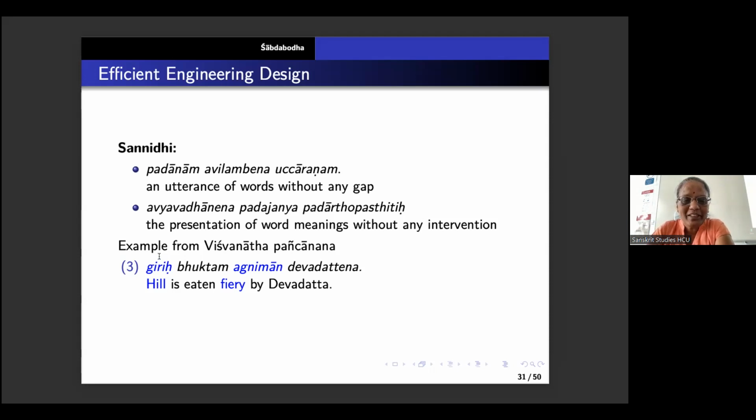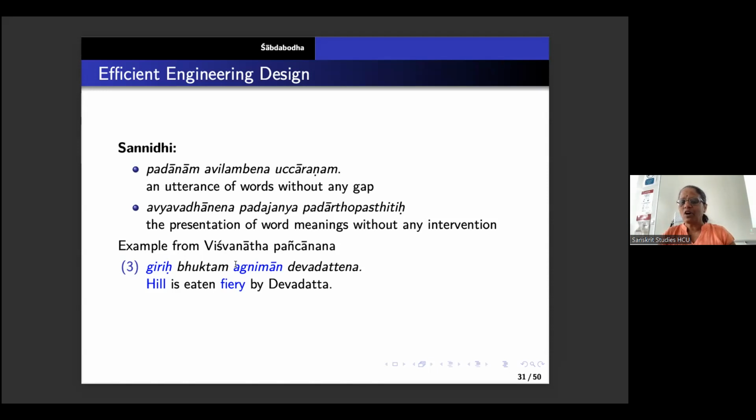See, what I'm saying is, Girihi and Agniman, they need to be... No, it's not Bhuktaha. It is Bhuktam. See, there are two sentences. One sentence is Girihi Agniman. Hill is fiery. This is one sentence. The other is a wrong sentence. This is not a correct sentence. Okay, I should have put a star there. I'm sorry. This is a wrong sentence.